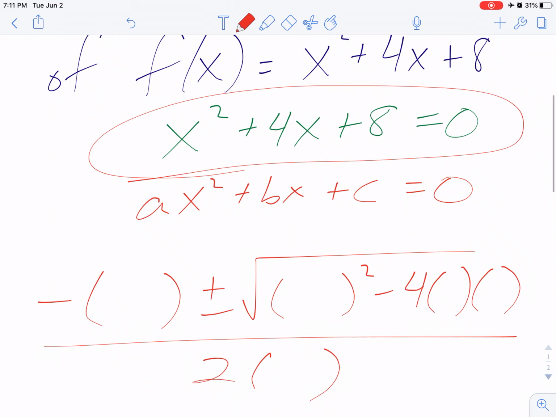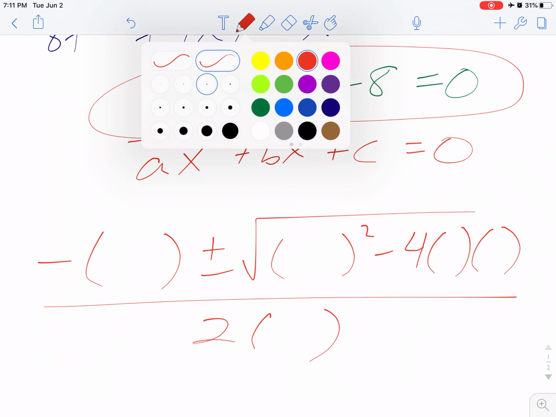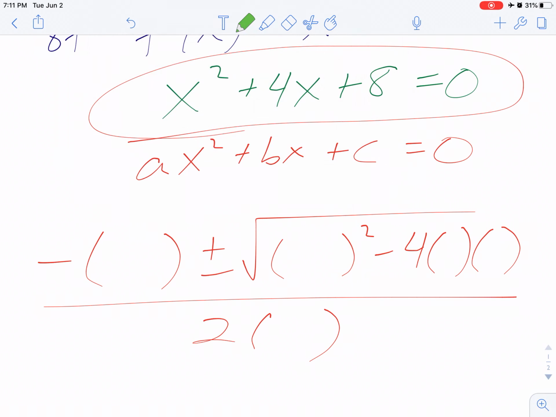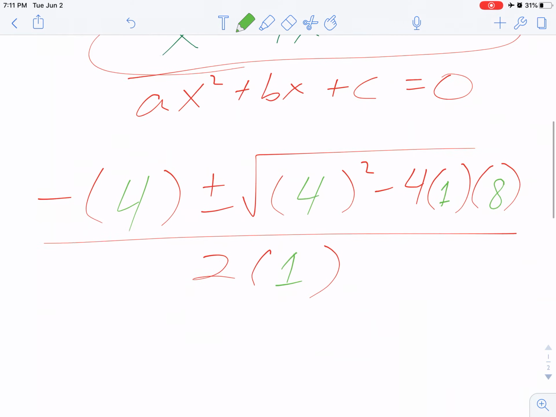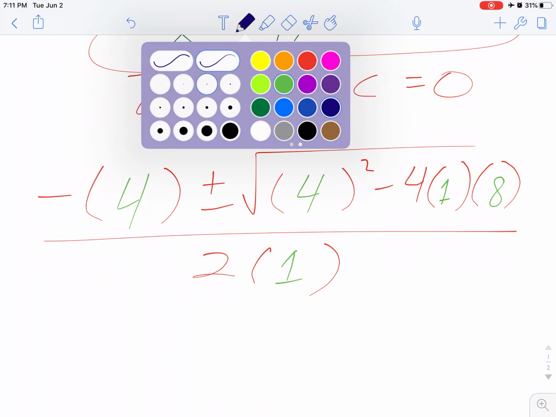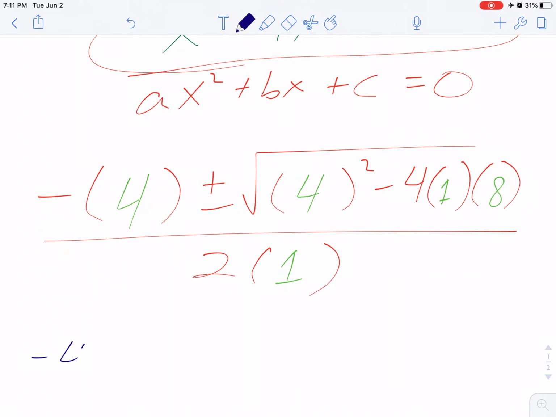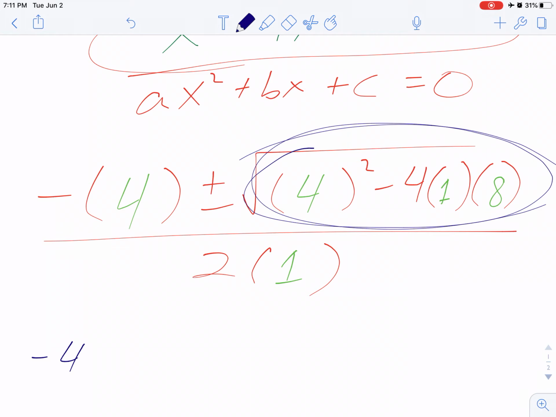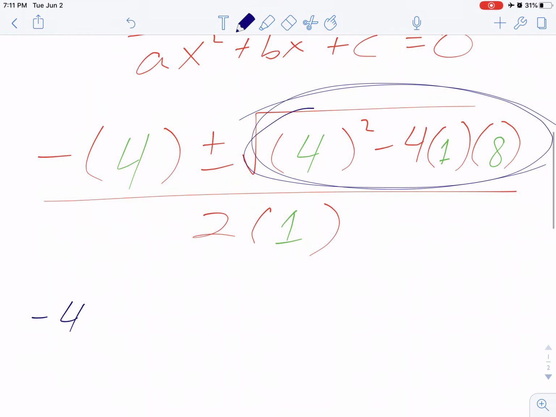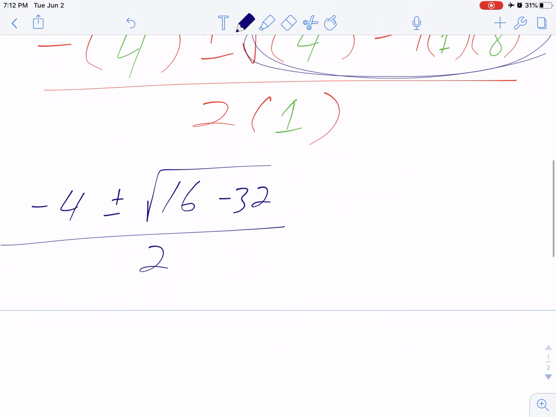All right, so our value for B goes here, that's a 4, and that's a 4. Our value for A goes here, that's a 1, and our C goes in that last spot there. So again, what I would suggest is you focus on this stuff. You need to reduce that. You may use a calculator if you need to, but that's going to be 16 minus 32 all over 2.